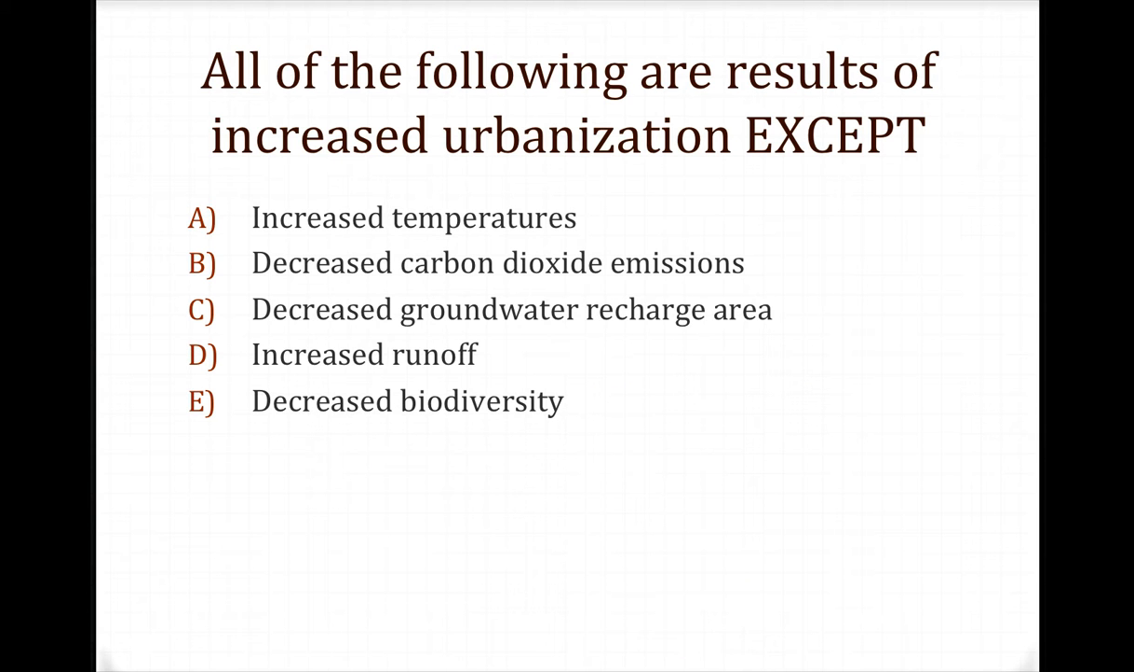So, first quiz question for you. All of the following are results of increased urbanization except, and you're going to choose the one that would be false in this list here. So, A, increased temperatures, B, decreased carbon dioxide emissions, C, decreased groundwater recharge area, D, increased runoff, or E, decreased biodiversity. So take a second to think about that, and if you're still thinking right now, pause it, because I'm going to tell you the correct answer, which is decreased carbon dioxide emissions. So B is going to be the false statement.